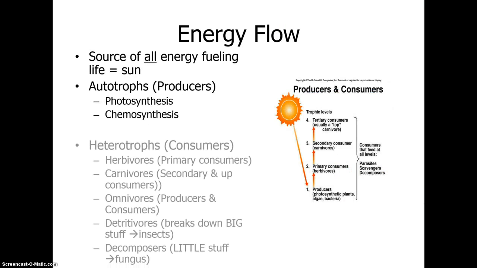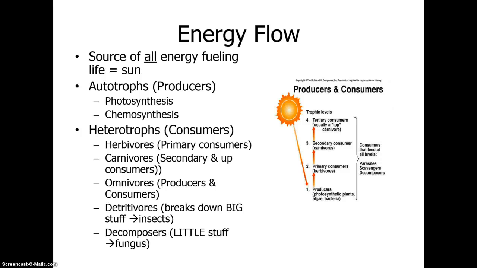Okay, so energy flow. The sun obviously is going to be the source of all energy. The sun is going to give producers or autotrophs the energy because they're going to go through photosynthesis. Now, autotrophs can also go through chemosynthesis. With chemosynthesis, they're going to get their energy from some kind of chemical.